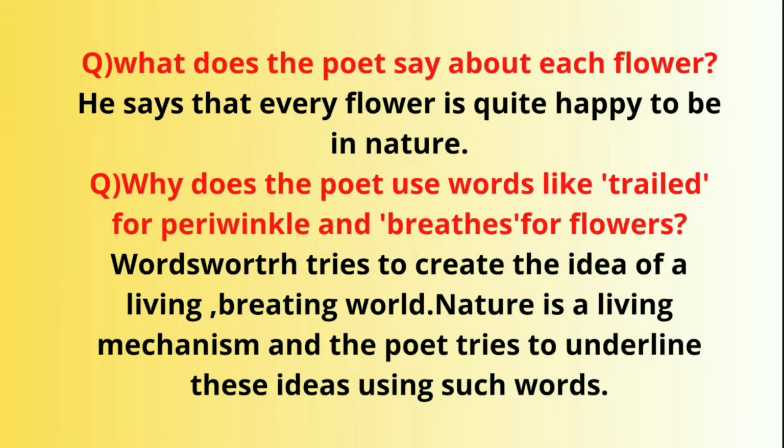Why does the poet use words like trailed for periwinkle and breathed for flowers? Wordsworth tries to create the idea of a living, breathing world. Nature is a living mechanism, and the poet tries to underline these ideas using such words.